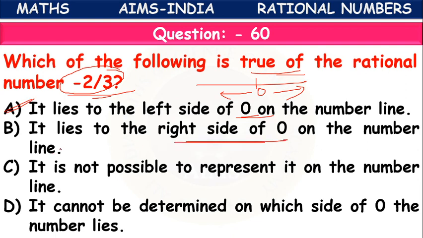Right side of 0: wrong. We cannot represent it on the number line: wrong, because any rational number can be represented on the number line. It cannot be determined on which side of 0 the number lies: wrong, because we can tell it is on the left side. A option is the correct answer.